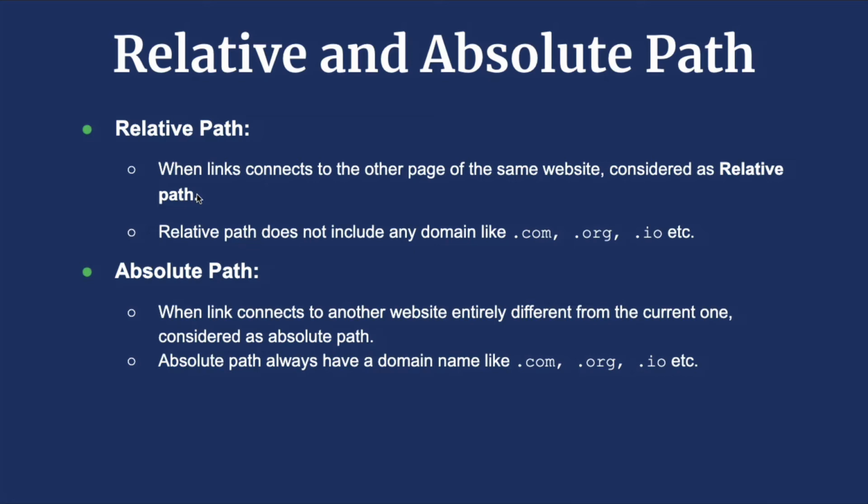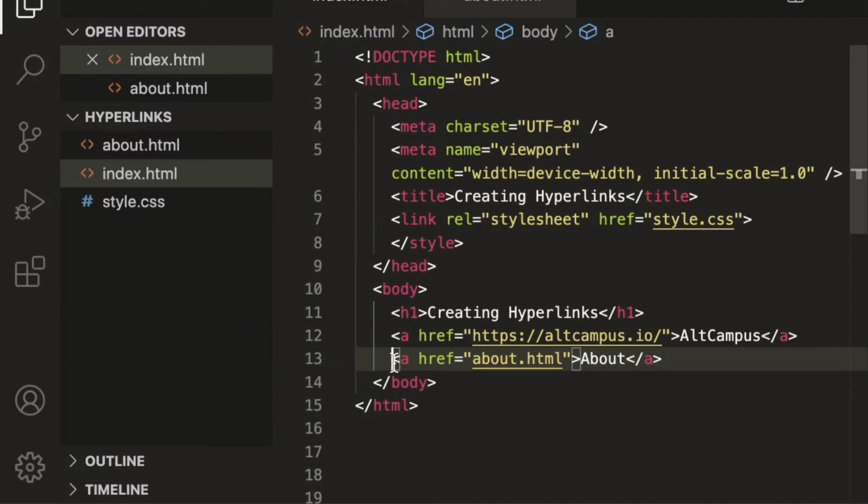A relative path will have the name of the file in the href attribute, as we have here. This link has a relative path which is connecting to another page, that is the about page. The important point to note here is that we may have different pages in our websites. So to create a page, we will be creating files based on the page name, as we have created here about.html, and then connect it to the other page using the anchor tags.